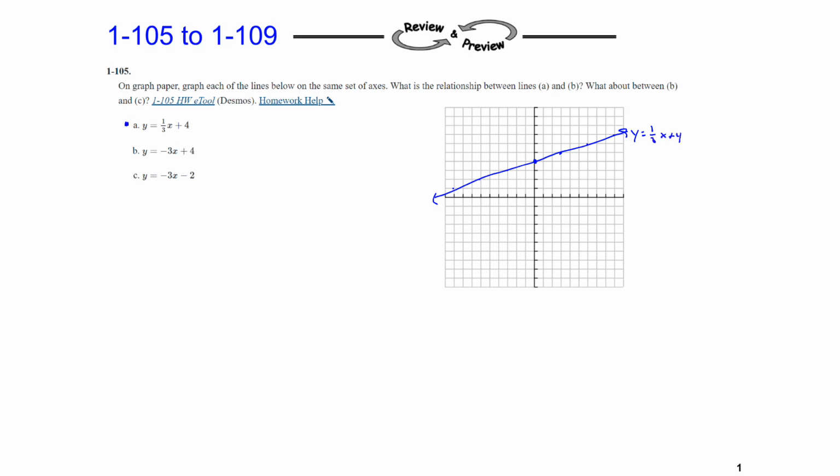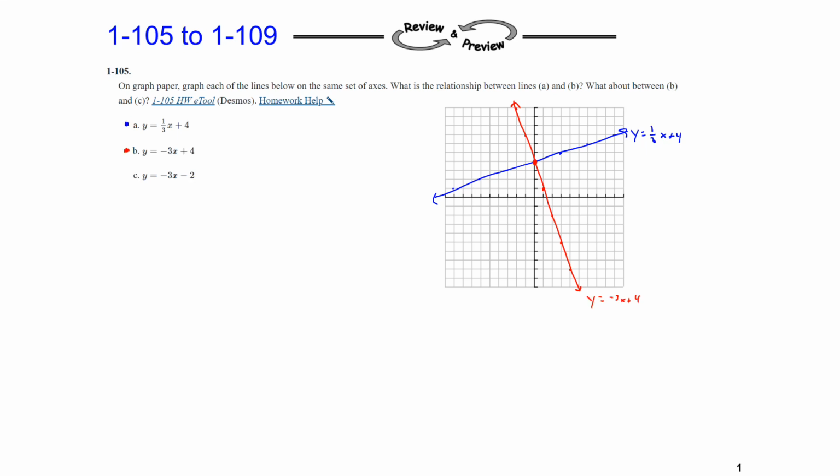The next line I'll do in red. And we have, let's see, negative 3x plus 4. So same y-intercept, but a different slope. So down 3 and to the right 1. Once again, get quite a few points on here, and then I can also go up 3 and to the left 1. That still gives you a negative slope. And this equation is y equals negative 3x plus 4. Anytime you're graphing multiple lines on a coordinate plane, make sure you label your lines.